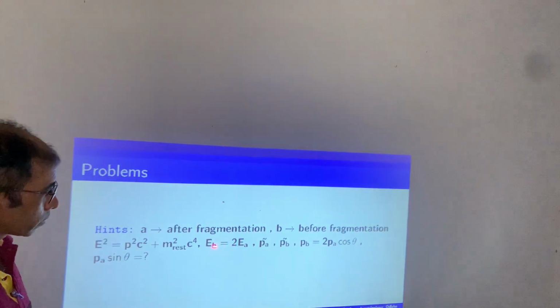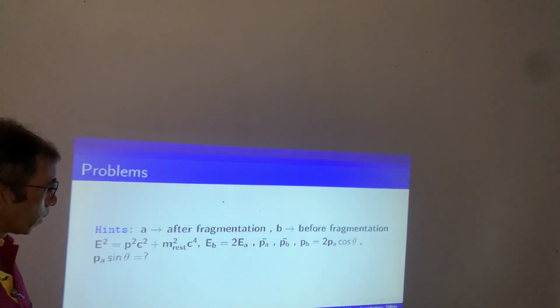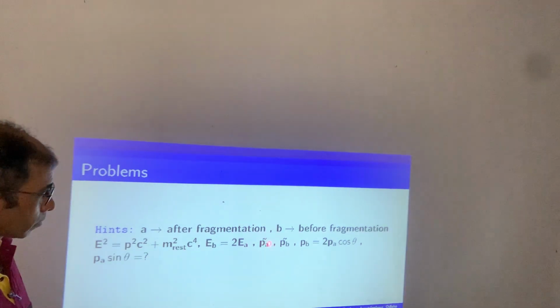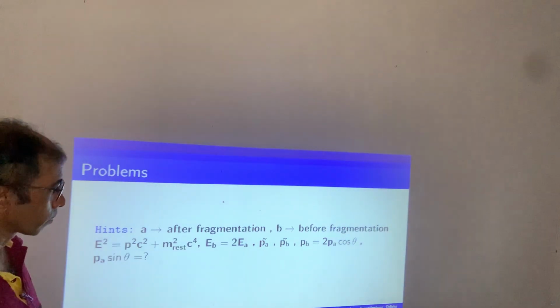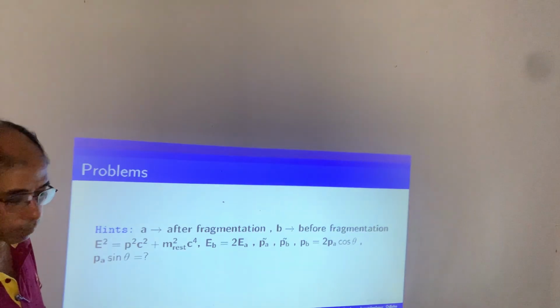Now, just put this relation here and here, and you will get P_A squared in terms of P_B squared. Right? So we will get P_A squared in terms of P_B squared. Fine?